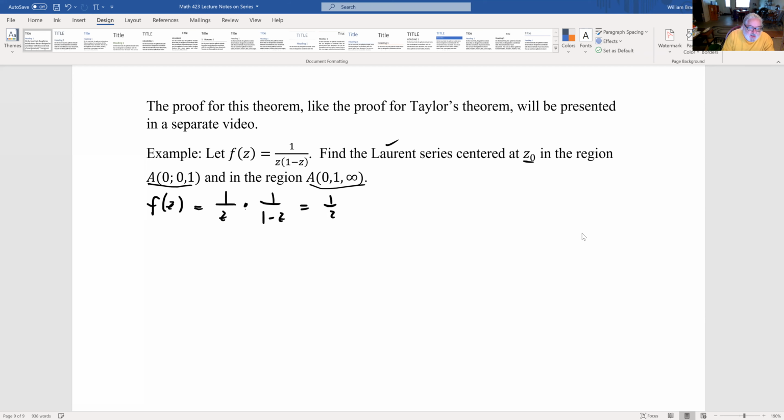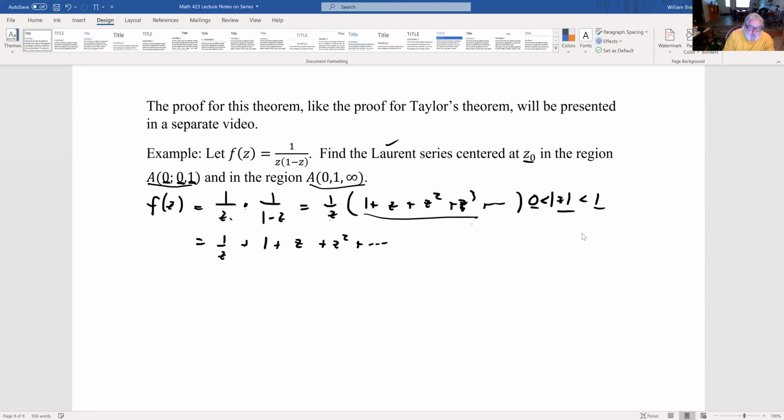And I can open that up as a series, 1 plus z plus z squared plus z cubed plus dot dot dot, for modulus of z less than 1. But now we have to say also bigger than 0 because 1 over z is not defined at 0. So in the annulus centered at 0 of radius 0 and radius 1, it's 1 over z times this. And that's good for that region.